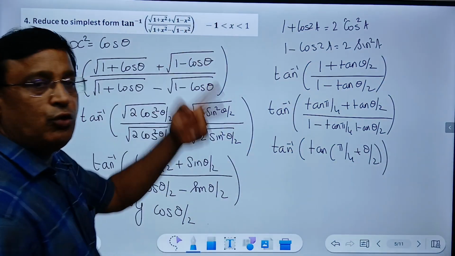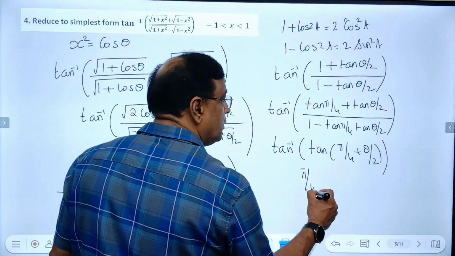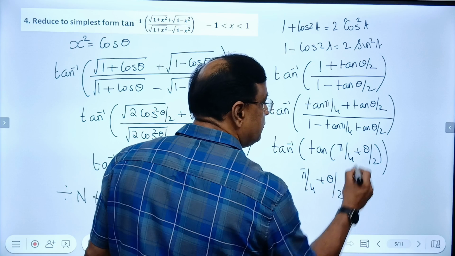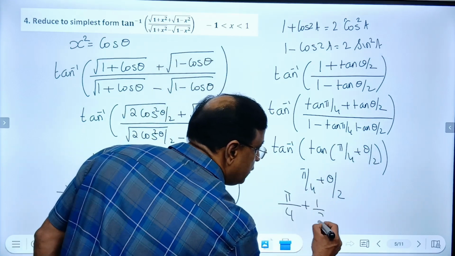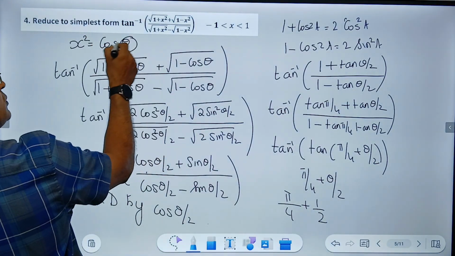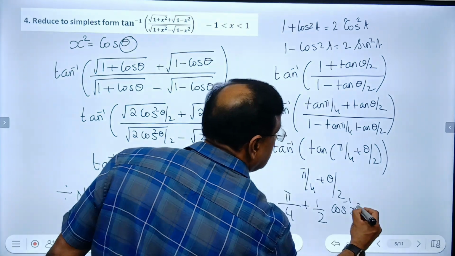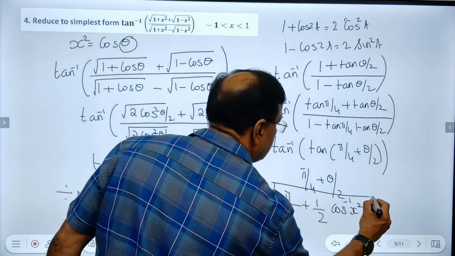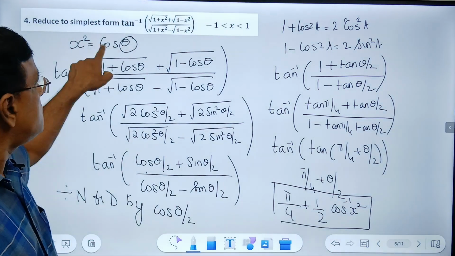Again, you have to verify the domain of definition. I am not doing it here. So it is pi by 4 plus, I assume that it works, 1 by 2 into, what is theta? Your cos theta is x square. So theta will be cos inverse of x square. So very, very important. Theta is cos inverse of x square.